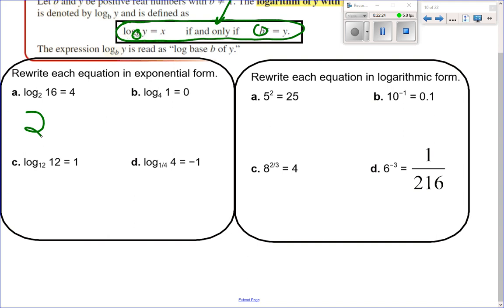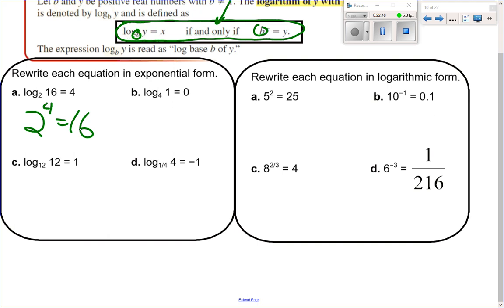Log base 2 of 16 equals 4. That would be rewritten as 2 to the 4th equals 16. The base raised to what number equals the power? If the base is in the right spot, everything else should work out.